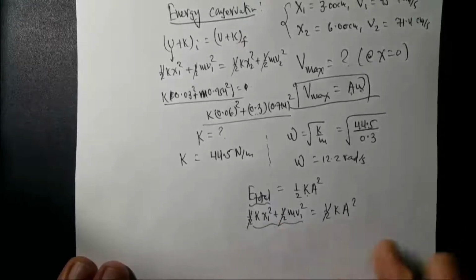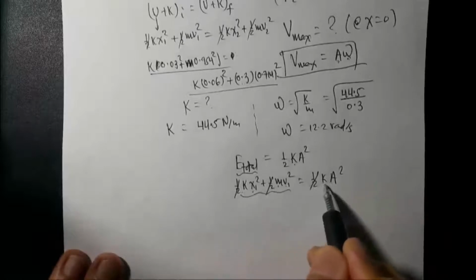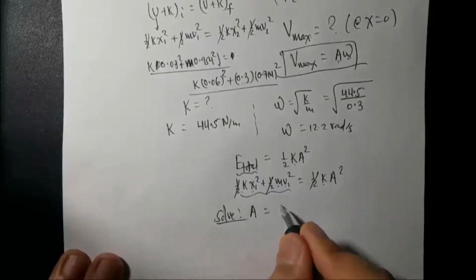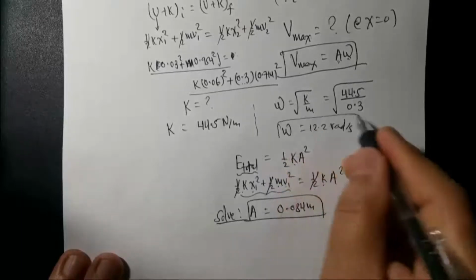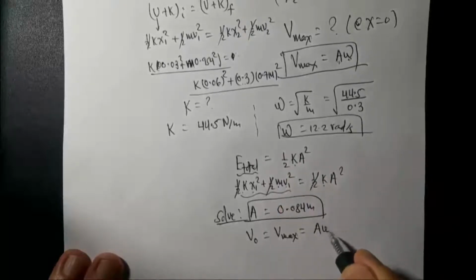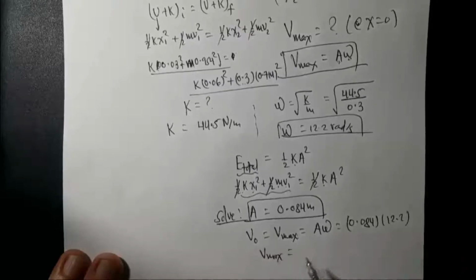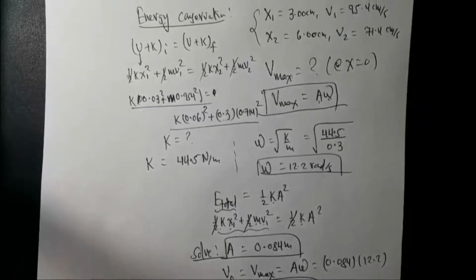Again, half will cancel out. K is known, mass is given, velocity is given, x1 is given. So then you can solve for the amplitude. It turns out to be 0.084 meters. Once you have A and omega, you can find the maximum velocity, the velocity amplitude. It's just A omega. A is 0.084 and omega is 12.2. So V max in this oscillation turns out 1.02 meters per second, just about 1 meter per second. Okay, so it's a little tricky.